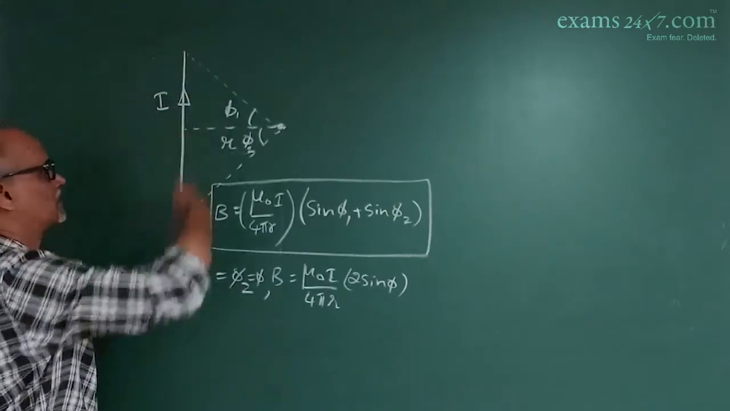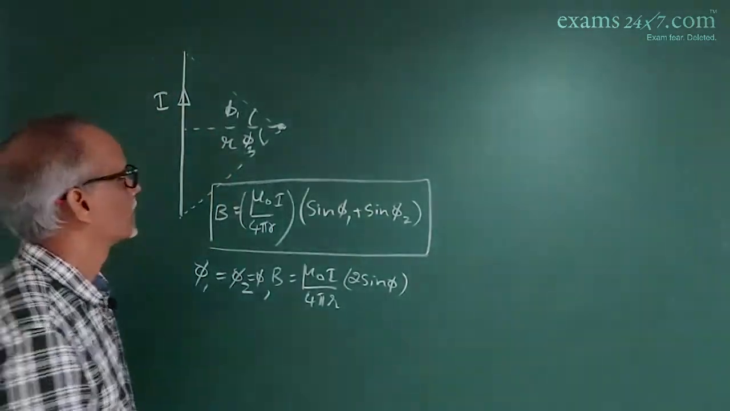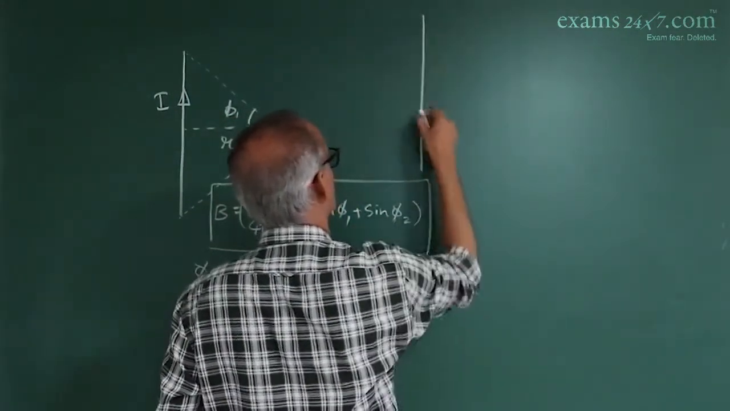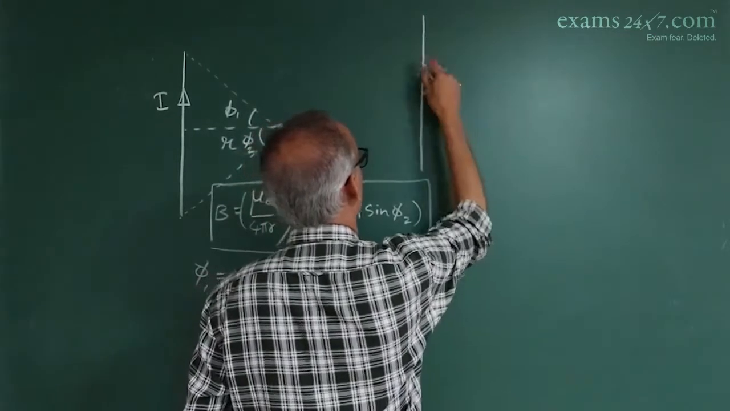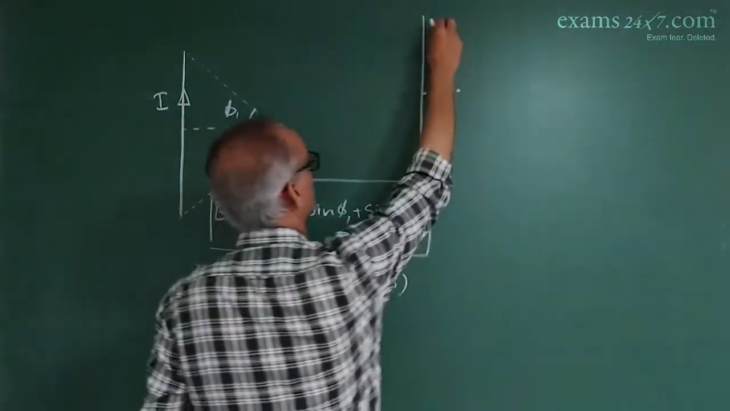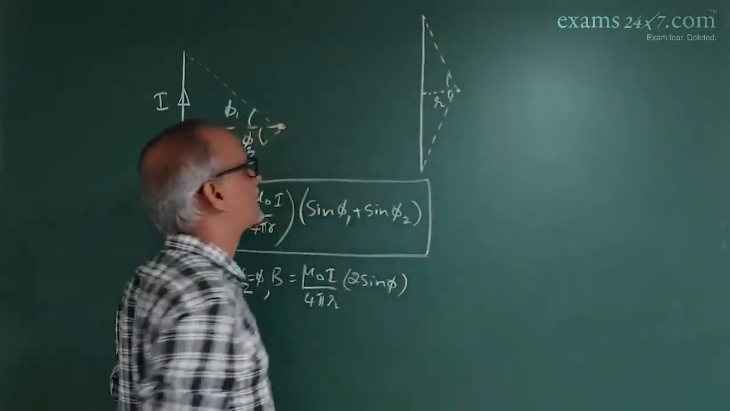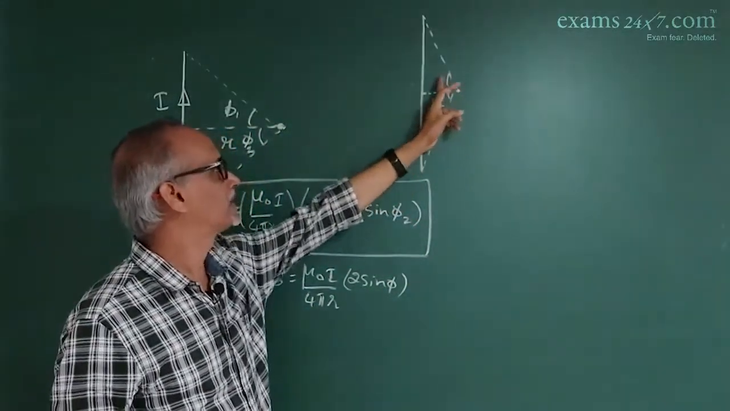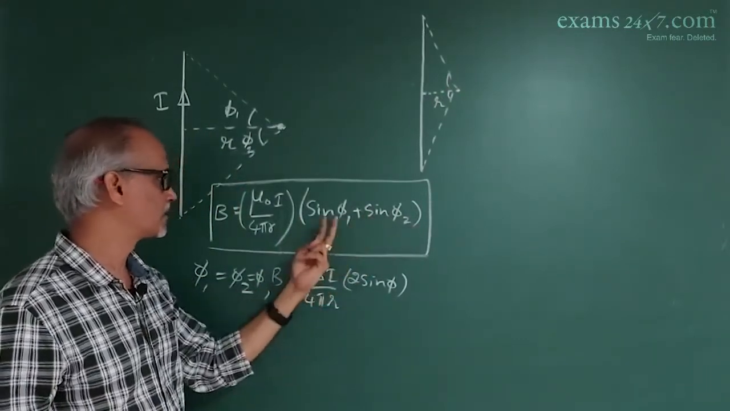Now if the conductor is a very long straight conductor, a long straight conductor is one whose length is very large compared to the perpendicular distance. In that case, these angles phi 1 and phi 2 become very large. They are approximately 90 degrees, and on substituting here sine 90 plus sine 90, you'll get 2.